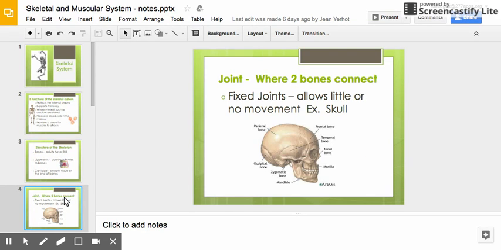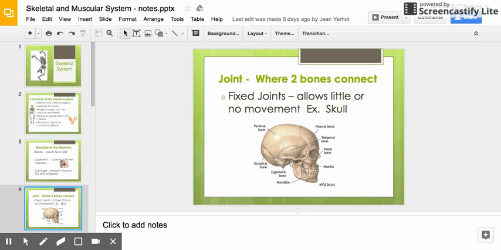You heard me use the word joint. A joint is a place where 2 or more bones connect, and there are a few different types of joints. Fixed joints, like the ones shown in the skull here, allow little or no movement. So there are 8 cranial bones here that join together. That's what these kind of zigzag lines show us, to connect the 8 bones of the skull.